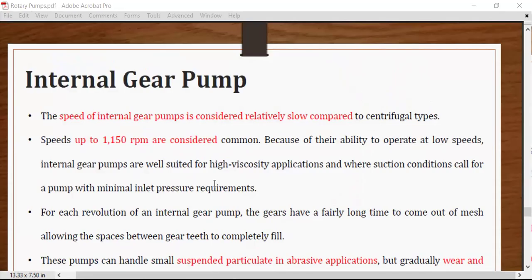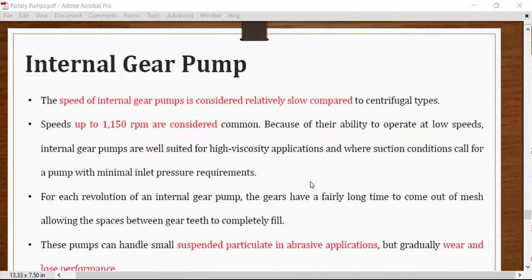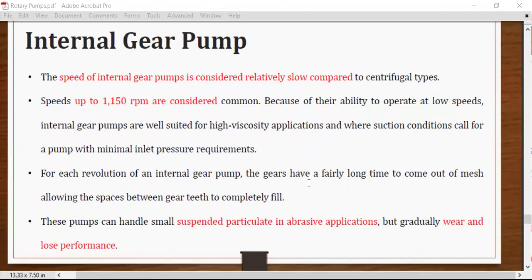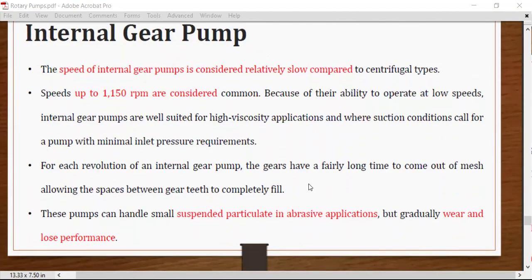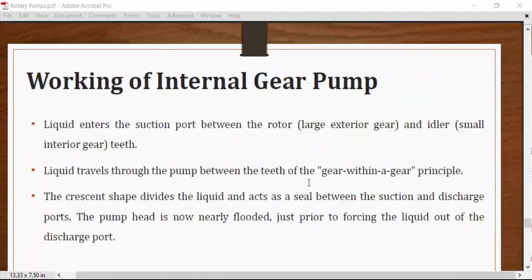The speed of internal gear pumps is considered relatively slow compared to centrifugal pumps. Only 1500 RPM can be achieved. Because of the ability to operate at low speeds, internal gear pumps are well suited for high viscosity applications, where the suction conditions call for a pump with minimal inlet pressure requirements. For each revolution of an internal gear pump, the gears have a fairly long time to come out of the mesh, allowing the spaces between the gear teeth to get completely filled. These pumps can handle small suspended particulate in abrasive applications, but gradually wear and lose performance.